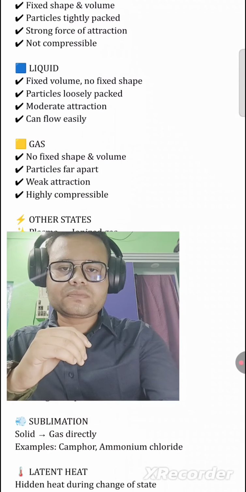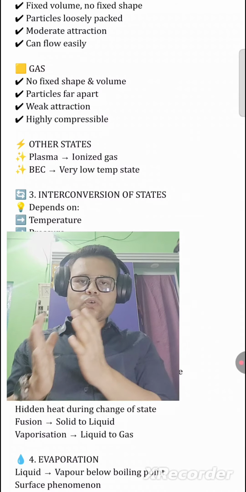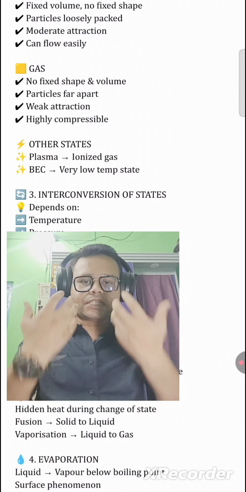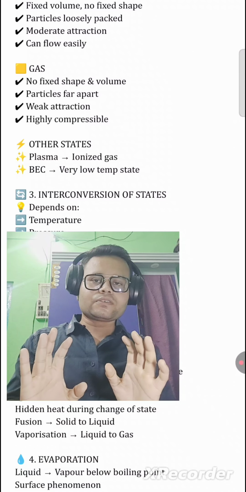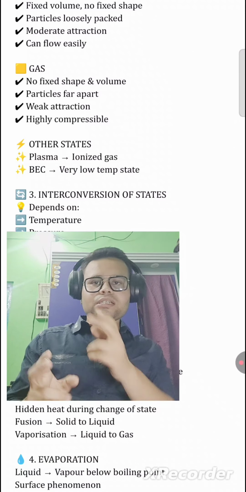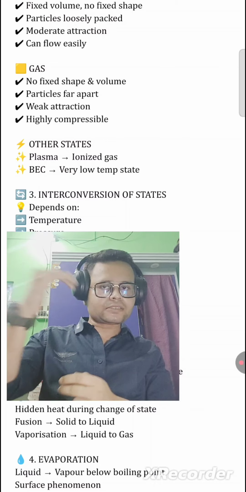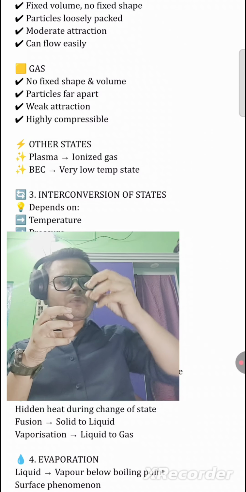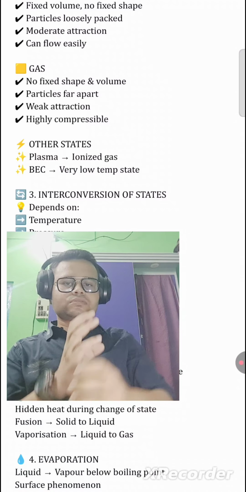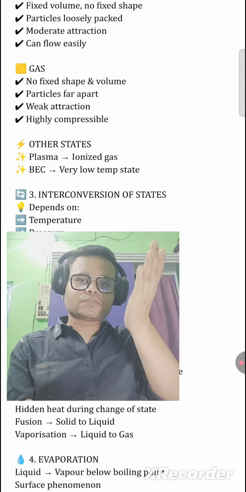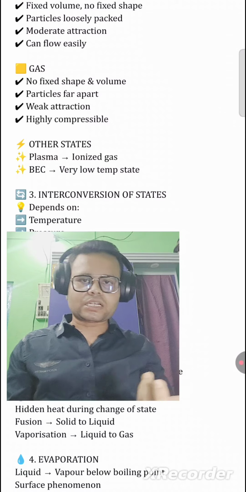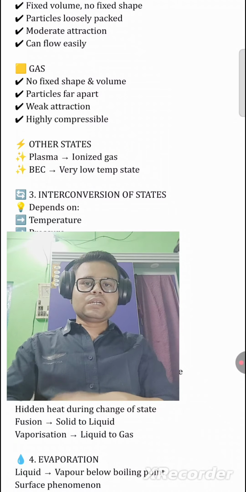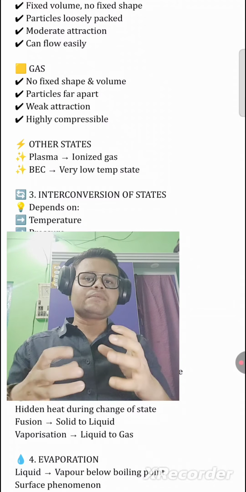Next, if we talk about gas, it has no fixed shape and no fixed volume. For example, humans take in oxygen and release carbon dioxide. The particles are very far apart, so there is a large distance between the molecules. Since the distance is large, the attraction is weak, but gases are highly compressible.